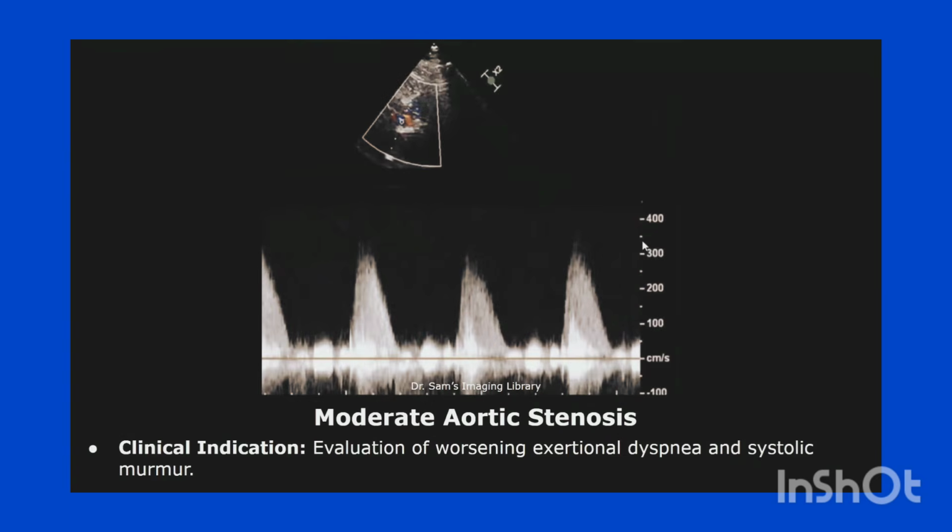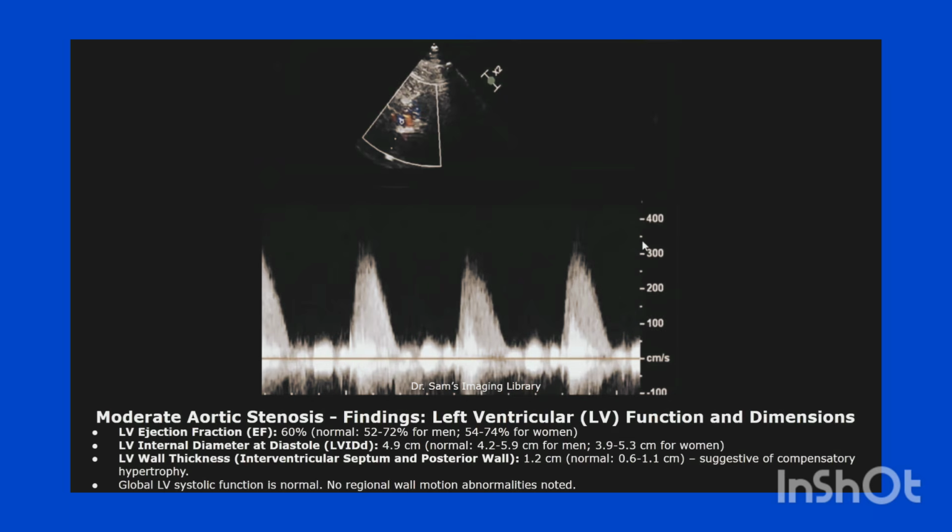This is a report for moderate aortic stenosis. The clinical indication is evaluation of worsening exertional dyspnea and systolic murmur. These are the findings of left ventricular function and dimensions.